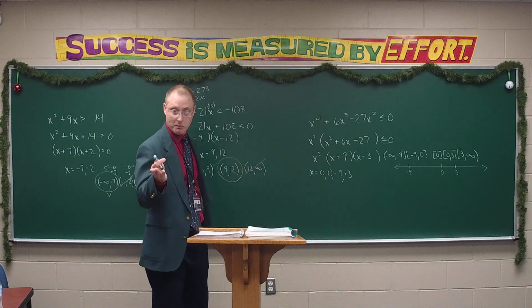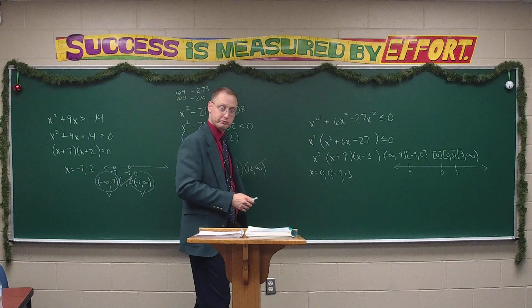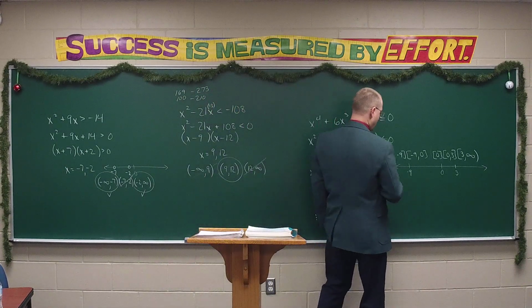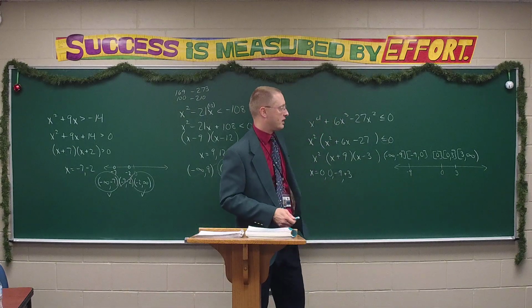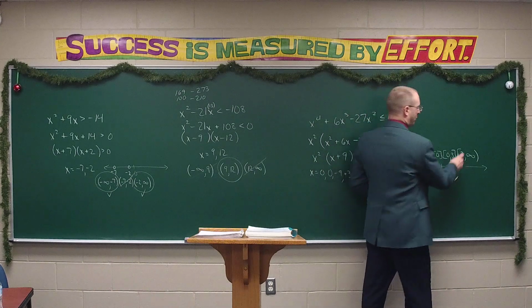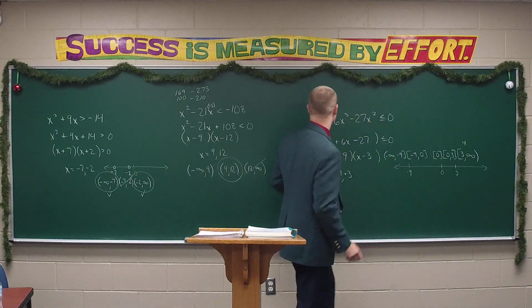The next test value we might try is, Genesis? Between the negative 3 and the negative 9. I could try that, but I'd rather try something else. Also 3 and the infinity. Okay, what's the number between 3 and infinity? 4. To me, seems like an easier number to try.